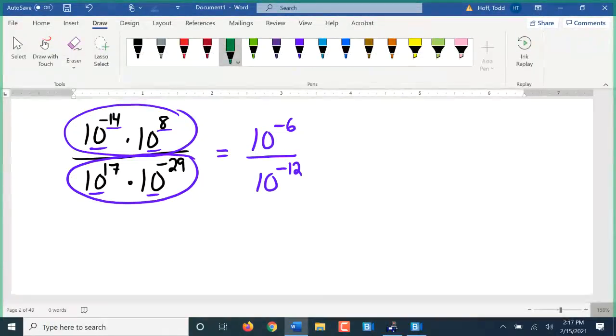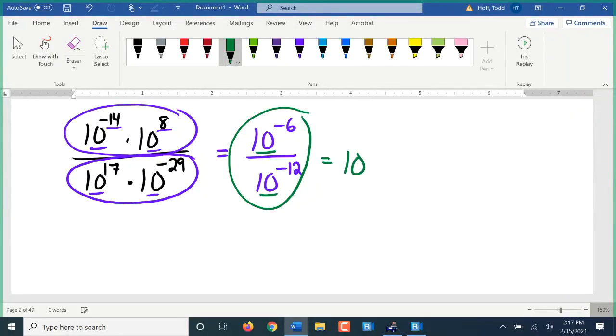Now that we've done all that, we're left with just the fraction bar, so we have to do the division. 10 to the negative 22 divided by 10 to the negative 12. Well, again, we have the same base. Both have a base of 10. We're dividing, so we subtract the powers. Negative 22 minus a negative 12 becomes negative 22 plus a positive 12, which is negative 10. That's 10 to the power of negative 10.